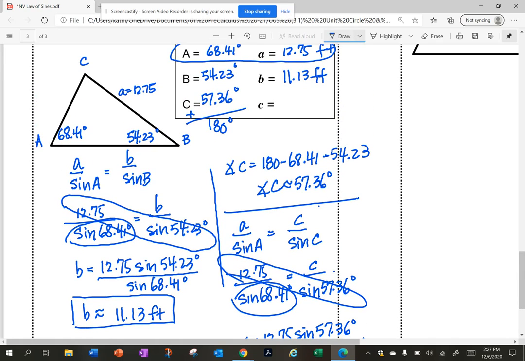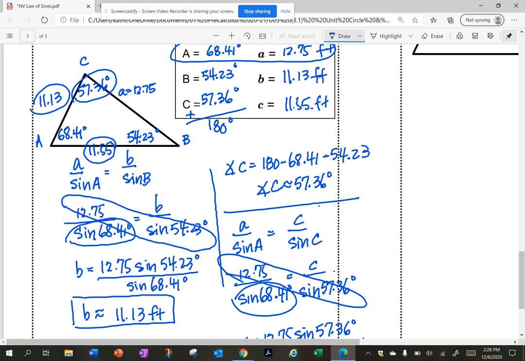We got 11.55 feet. Okay, so here C is 11.55 feet, angle C is 57.36 degrees, and B is 11.13 feet.